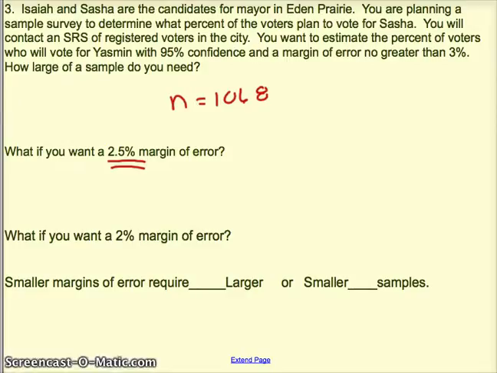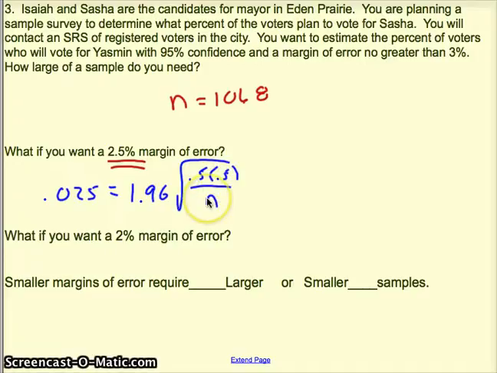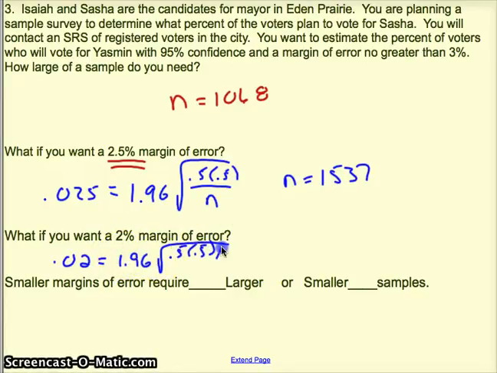So in this case, I want a 2.5% margin of error. It's still a 95% confidence level, so I still have 1.96 times the square root of 0.5 times 0.5 over n, and without going through all the algebra here, if you do this, you get a sample size of 1537. And if I want a 2% margin of error, I could do the same thing and recalculate 0.5 times 0.5 over n all under the square root, and if you do that, you get 2401.